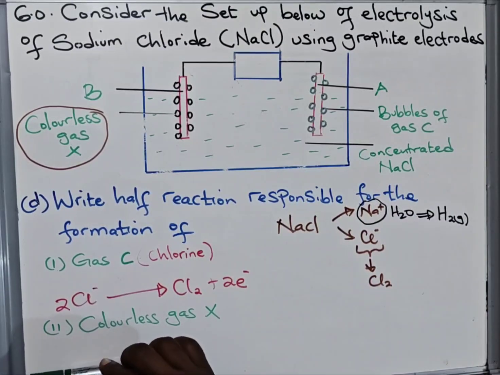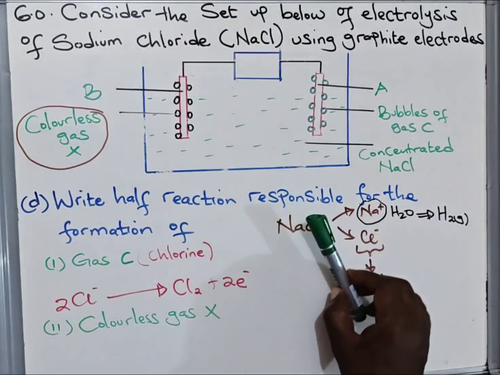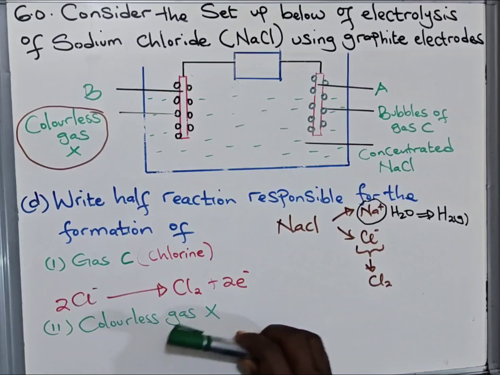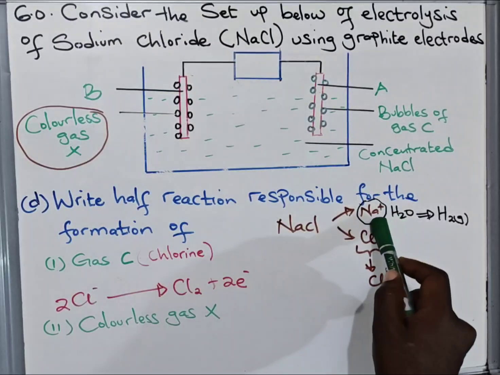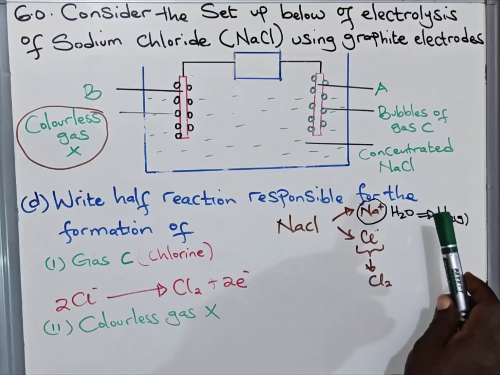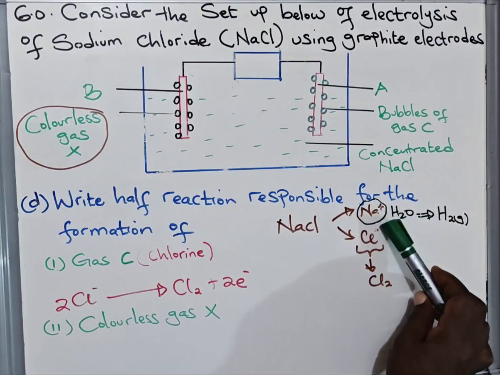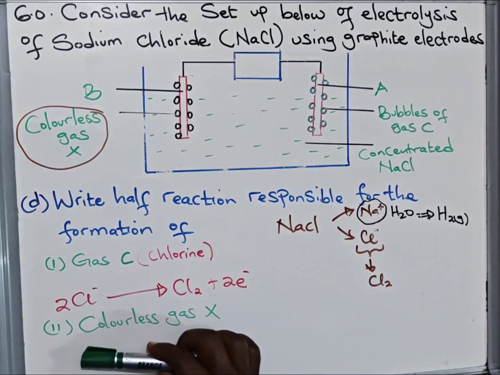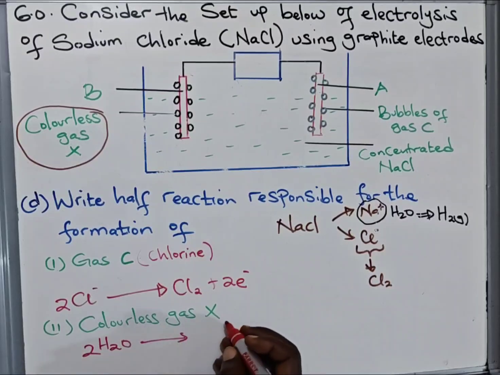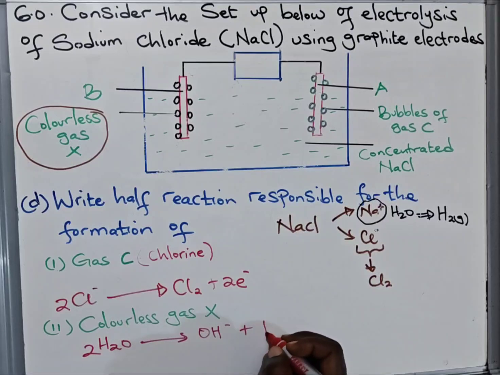Then we come to this one. It says, write the half reaction responsible for formation of colorless gas X. Like we said before, the sodium ions, which are cations, move to the cathode. But preferentially, it is water which is reduced. So what we are writing here is the reduction of water. We are having water. Actually, it's two waters dissociating to give you hydroxide ions and hydrogen gas.